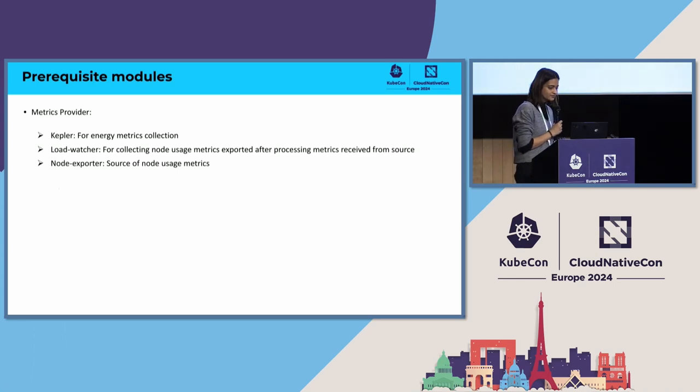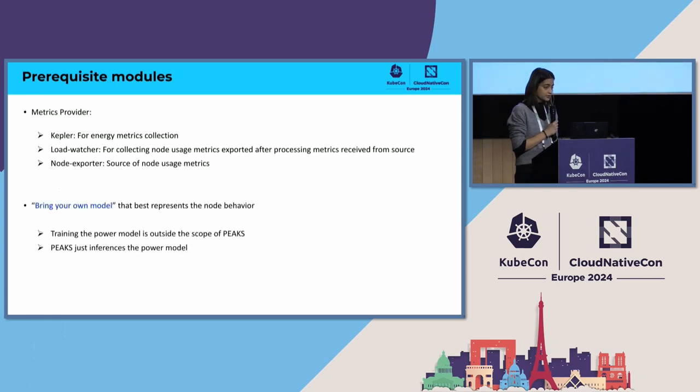The prerequisite for this was a metric provider. As I said, you can bring your own metric provider as long as they push the metrics into Prometheus. We used Kepler and Node Exporter. You can also bring your own model. It doesn't really matter how you have trained your model as long as Peaks can use that model. The training is outside the scope of Peaks, but when we were creating this, we had a training pipeline, but it doesn't matter how you train your model. Peaks just uses those models for the inferencing.